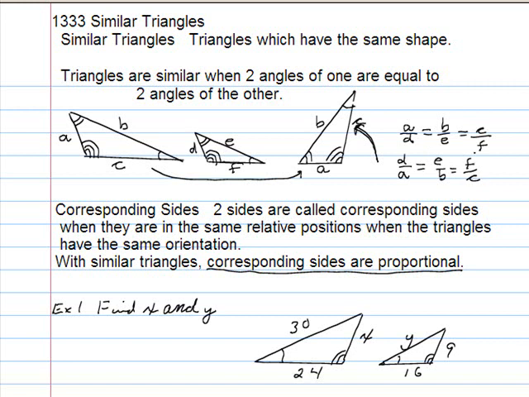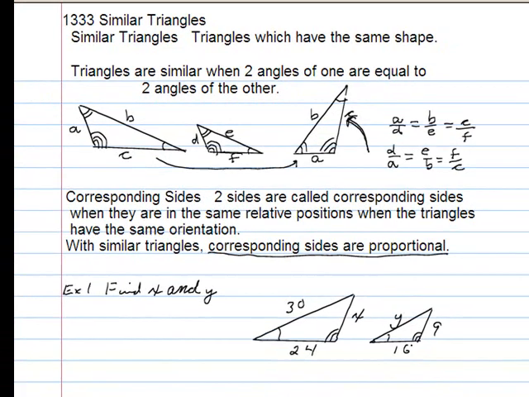Now with that kind of background, let's go ahead and take a look at some example problems to see how similar triangles can be used to find missing sides. So in example 1 it says find sides X and Y. Both are missing sides. Both are sides that we don't have a dimension for. But we do have dimensions for the other sides.